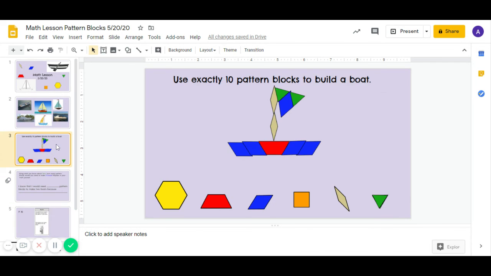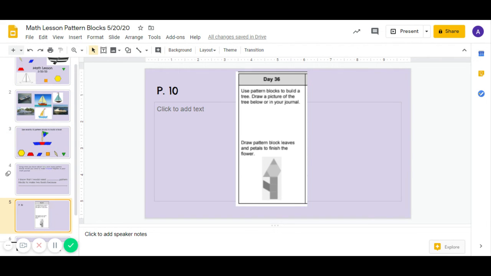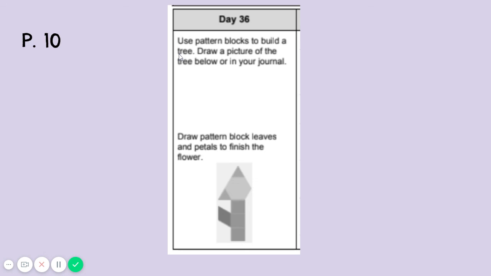So again, you built your boat, you're sending a picture to your teacher, you're answering your math journal question, and finally, in your learning packet, there is a question for day 36. It says on page 10, use pattern blocks to build a tree. Draw a picture of the tree below or in your journal. So you can use as many as you want. Don't worry about colors to build a tree. And then draw a picture of that tree.